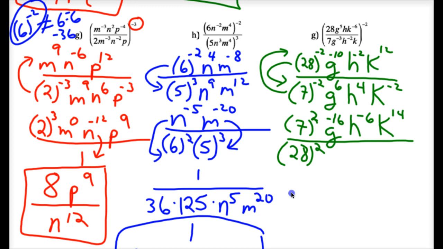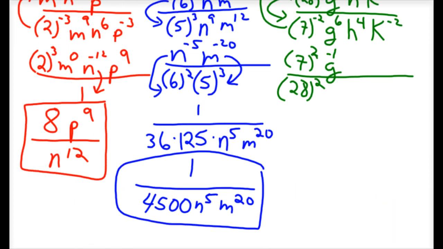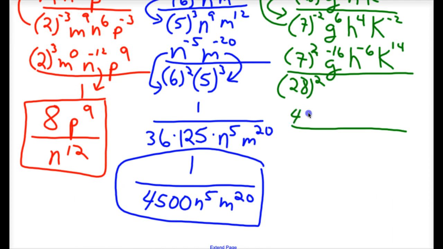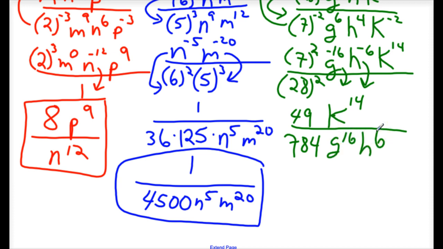All right, grab your calculators. I know 7 squared is 49. Somebody enlighten me, what is 28 squared? 784. Okay. I'm going to move my g to the negative 16th down, and h to the negative 6 down. So my k to the 14th stays up top. G to the 16th, h to the 6th. This is the medium one. We're going to do the hard ones tomorrow.